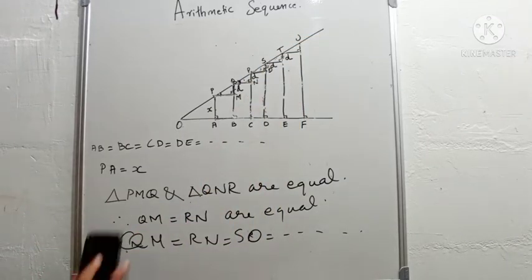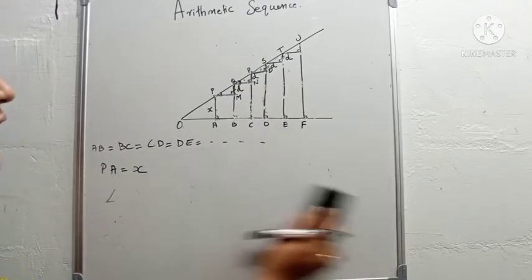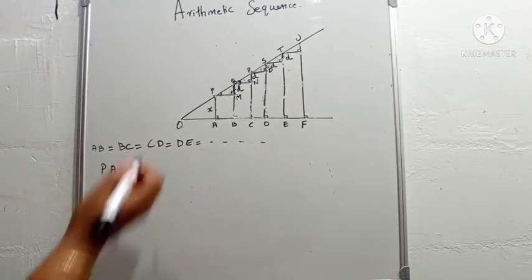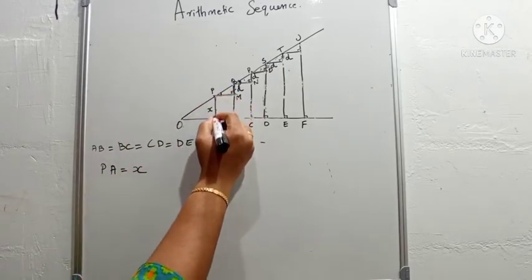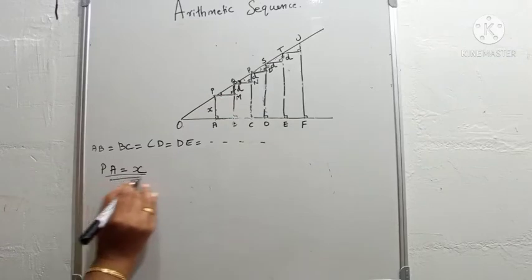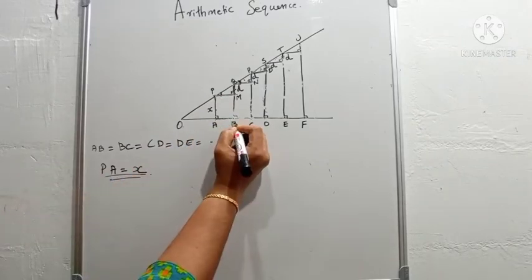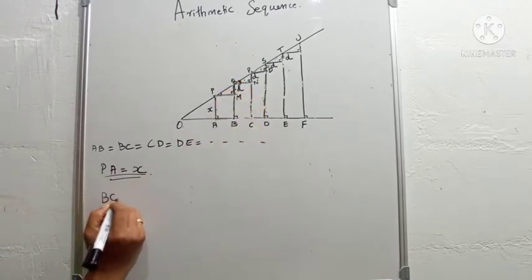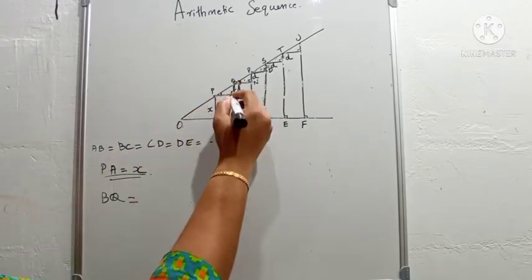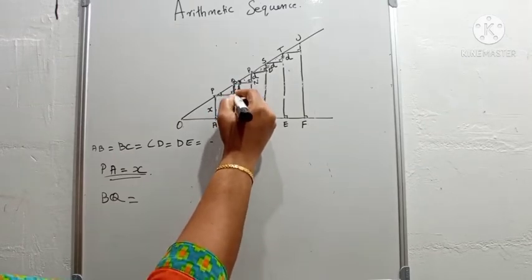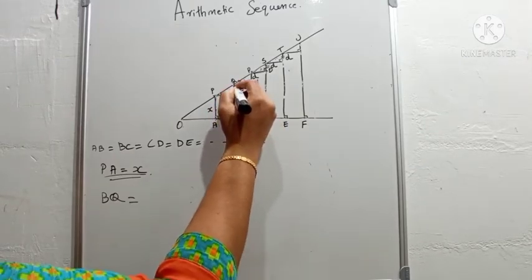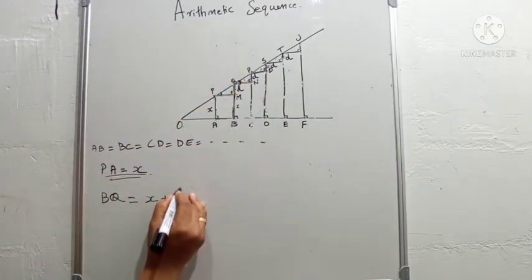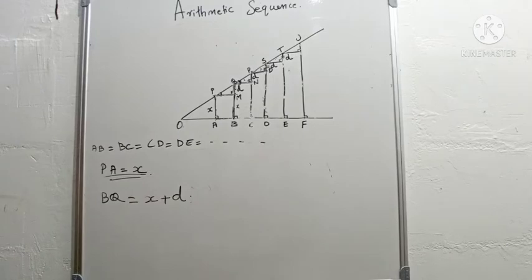Then if we consider the length of the perpendicular, the length of the first perpendicular PA is X. Then what about the second perpendicular BQ? Yes, BQ is equal to, this length is X, and what about this length? That is equal to D. So, total length is equal to X plus D.